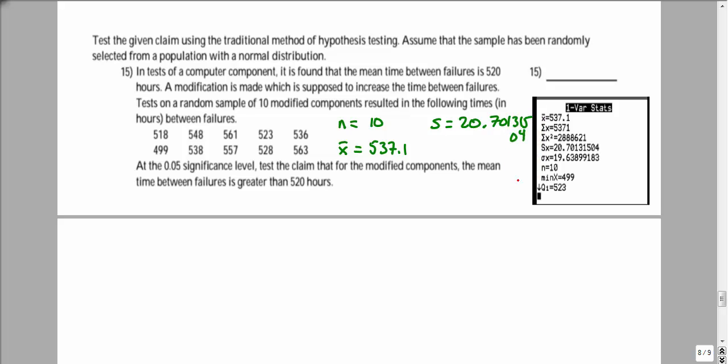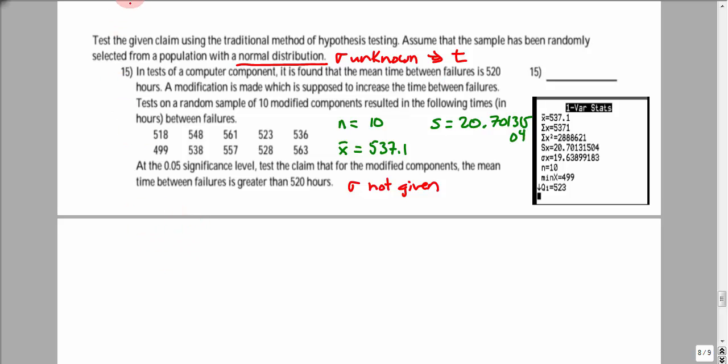Now, I don't know sigma here. Sigma was not given. And let's go ahead and have a look here. This says, assume that the sample has been randomly selected from a population with a normal distribution. So I have a normal distribution, sigma unknown. So that means I use the t distribution. Now what's happening here is because sigma is unknown, that changes the variability to follow more of a t distribution than the normal distribution of the means.